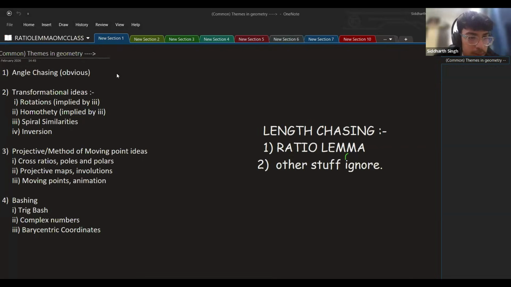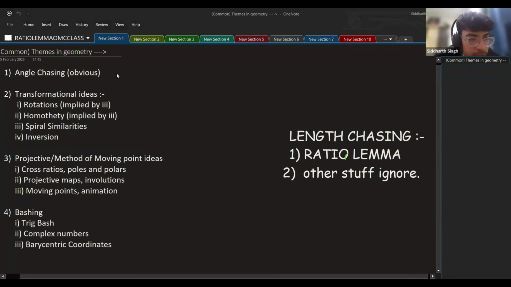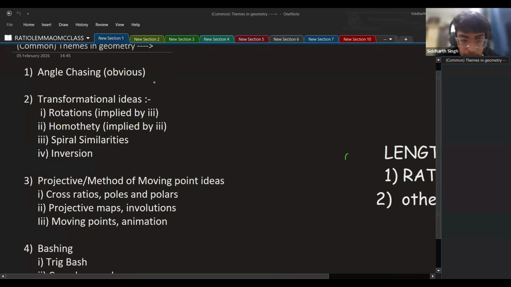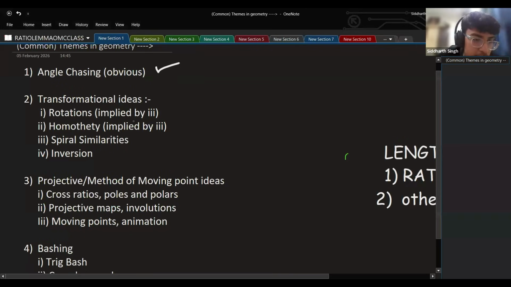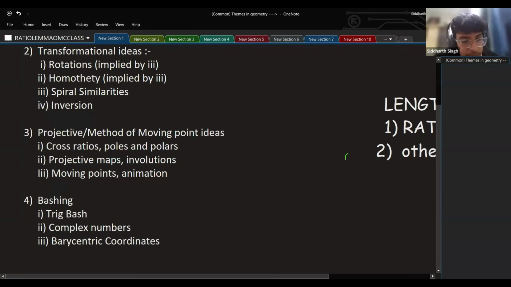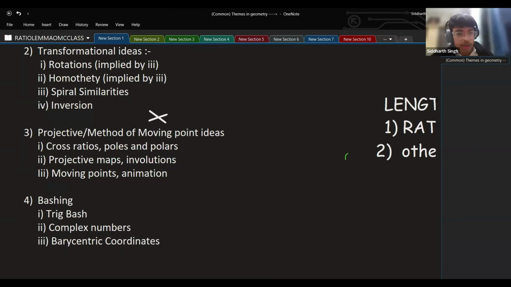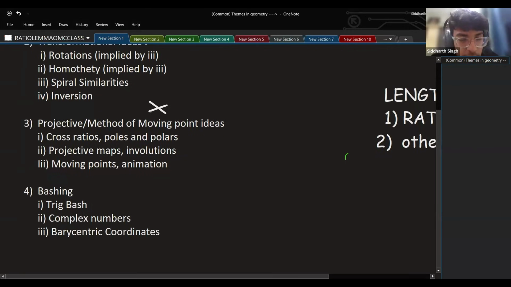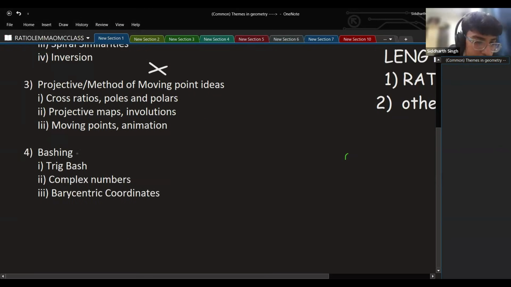Okay, so there are some common themes in geometry, like angle chasing. It's just angle chasing. Then we have transformational ideas, the major ones being spiral similarities and inversion. Then we have projective geometry, where we also have the method of moving points. Don't ever use this, guys. People will tell you to use the method of moving points. It makes your life easier, but never use this. And then we have bashing.